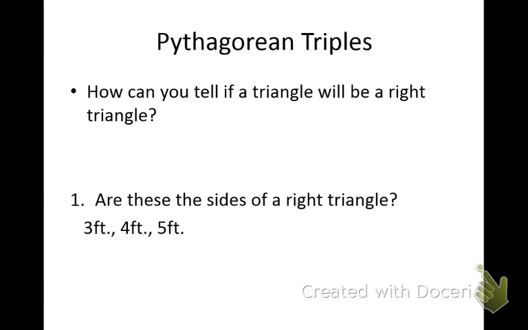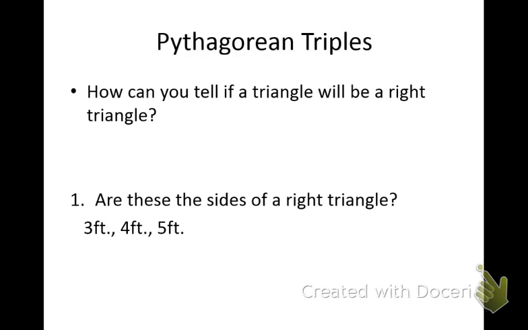So how can we tell if we have a right triangle? Because we don't know it's a right triangle. If it is going to be a right triangle, we'd have to square the legs and add them together and see if we get the square of the hypotenuse.